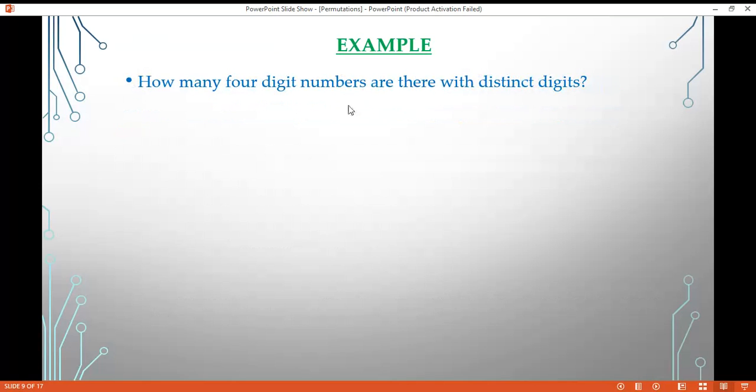How many four digit numbers are there with distinct digits? Four digit number, right? So we have to arrange a four digit number here.